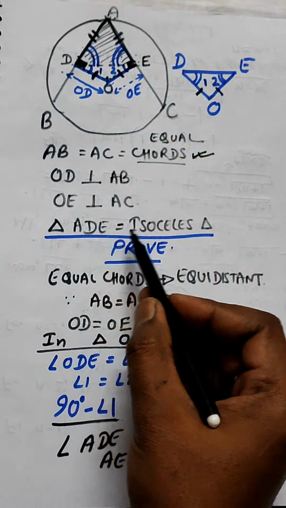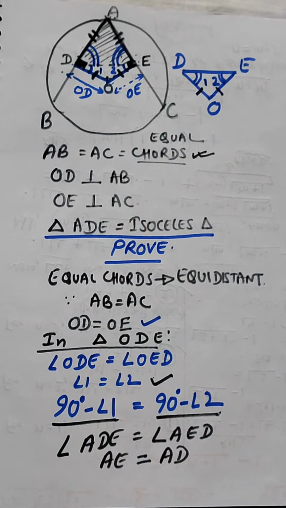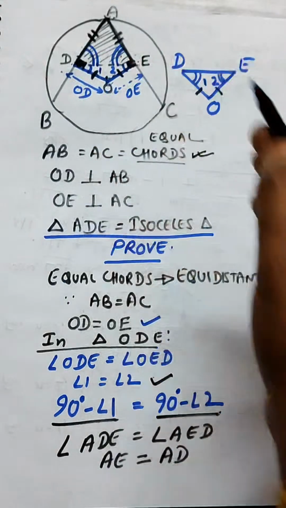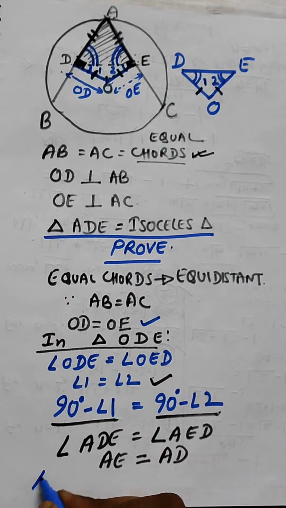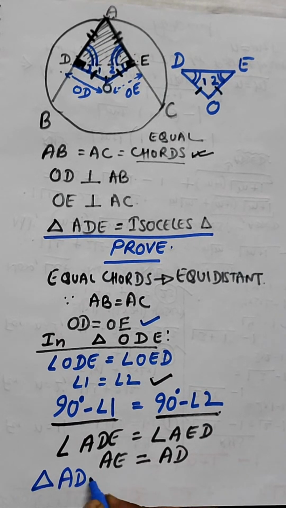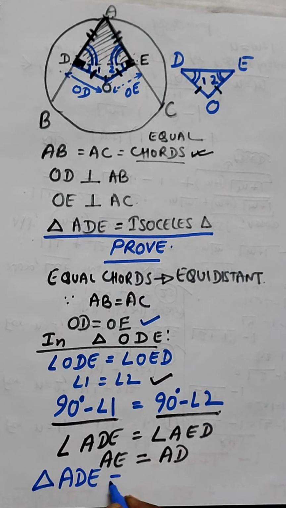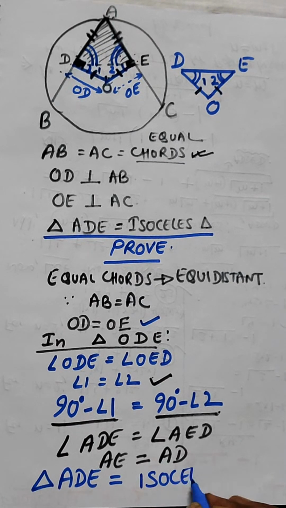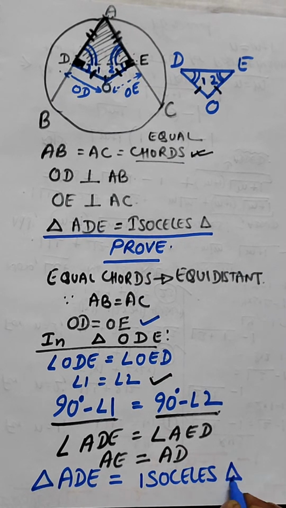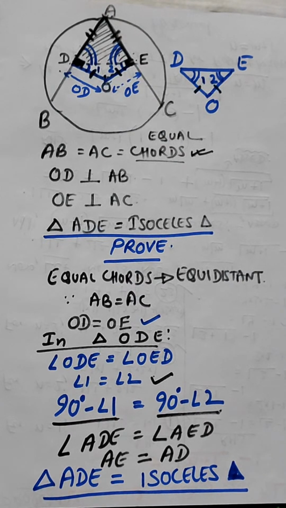Then ADE is an isosceles triangle, isn't it? Then triangle ADE is an isosceles triangle, right? So we can say that triangle ADE is an isosceles triangle. So we have proved it, right?